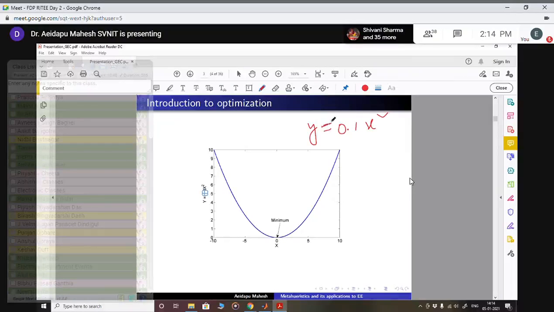Okay, this is my objective function, so I want to minimize it. What will you do? Simply you will take y dash and equate it to 0, and that is going to be 0.1 into 2x, and x will be 0. So you will find the minimum at 0.